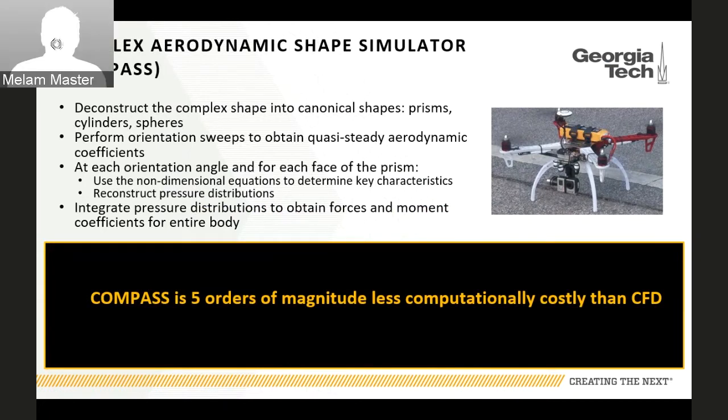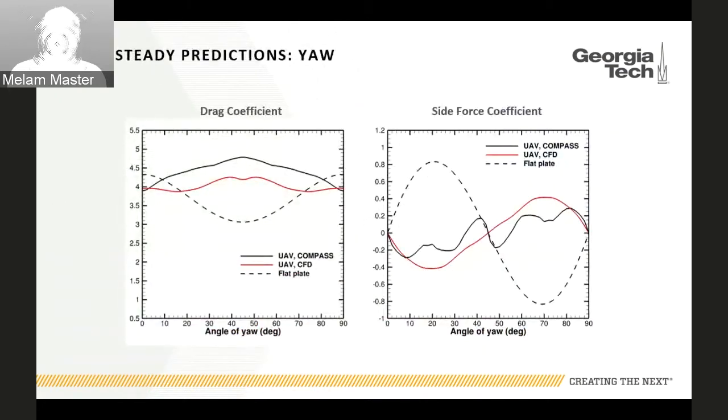Compass is 5 orders of magnitude less computationally costly than CFD. So we get pretty similar results to CFD without the time and cost that comes with CFD, as well as the time and cost that comes with experimental analysis like wind tunnel tests and whatnot. So Compass is really worth it when it comes to doing the analysis without using time and money to get solutions. These are some of the results.